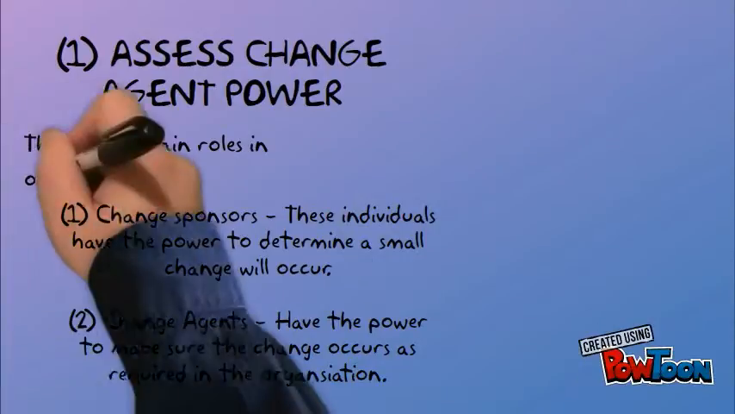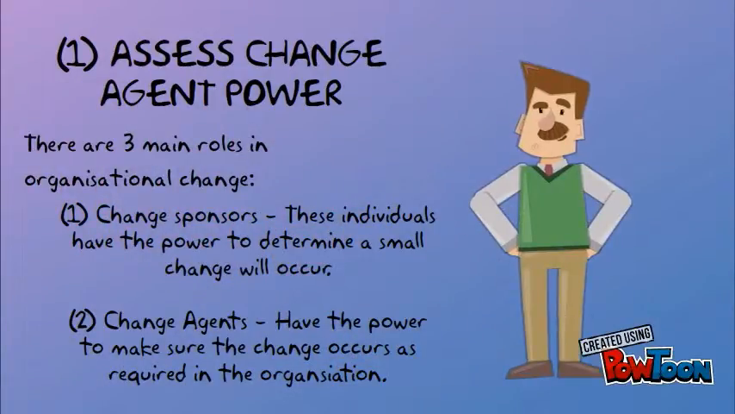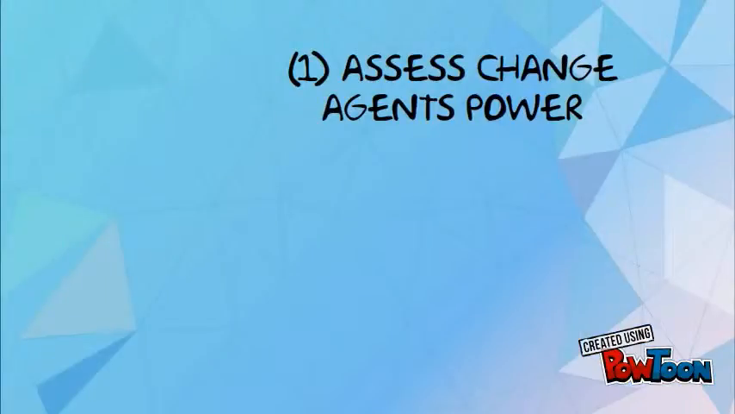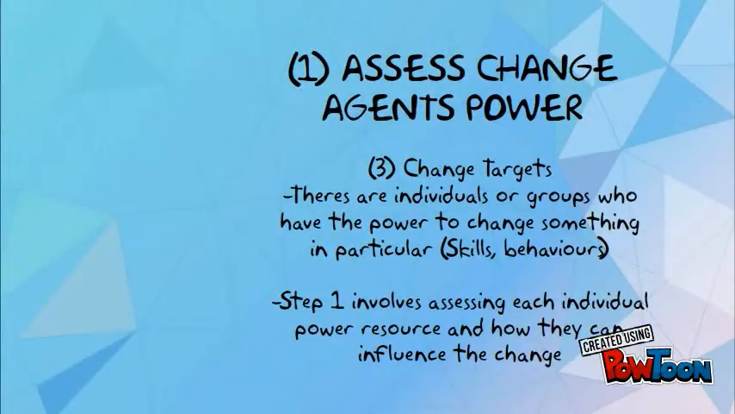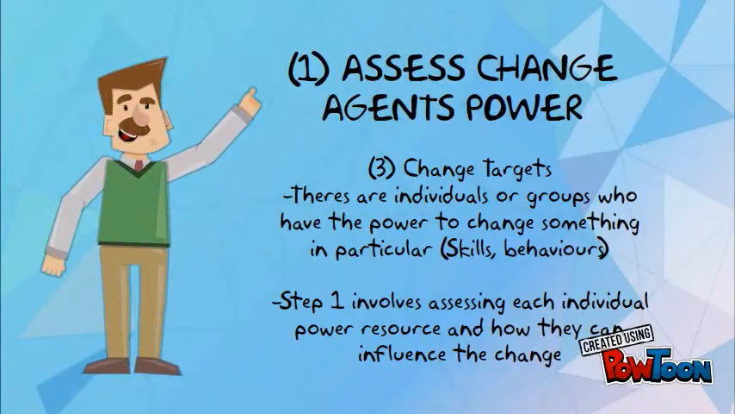Assess change agent power. There are 3 main roles in organizational change. Change sponsors. These individuals have the power to determine a small change will occur. Change agents have the power to make sure the change occurs as required in the organization. Change targets. These are individuals or groups who have the power to change something in particular. Step 1 involves assessing each individual power or resource and how they can influence the change.